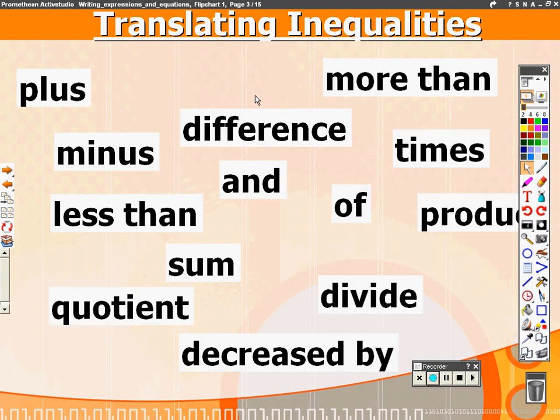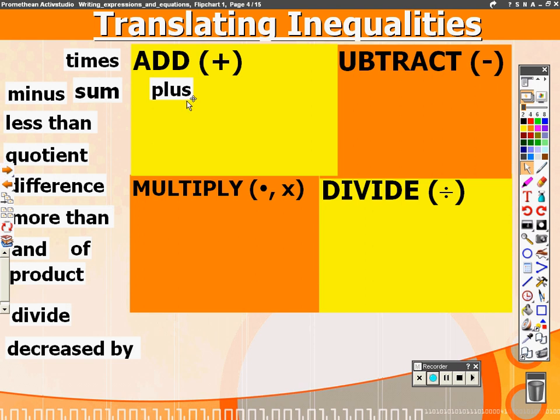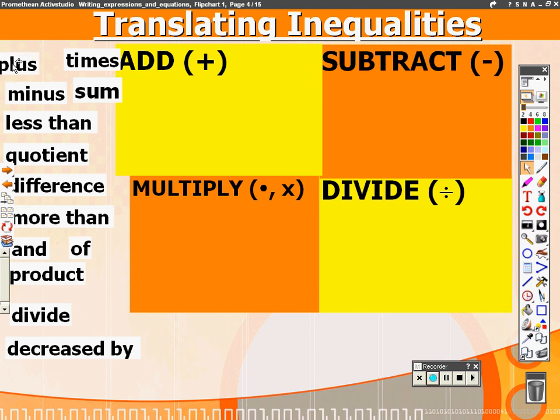Here are a variety of words that we will be using today. We have plus, more than, difference, minus, times, and, of, product, less than, sum, quotient, divide, decrease by. Looking at these words, they're going to fall into one of 4 operations: addition, subtraction, multiplication, or division. The first word we see is plus. Do you think plus falls under addition, subtraction, multiplication, or division? If you said addition, you would be correct.